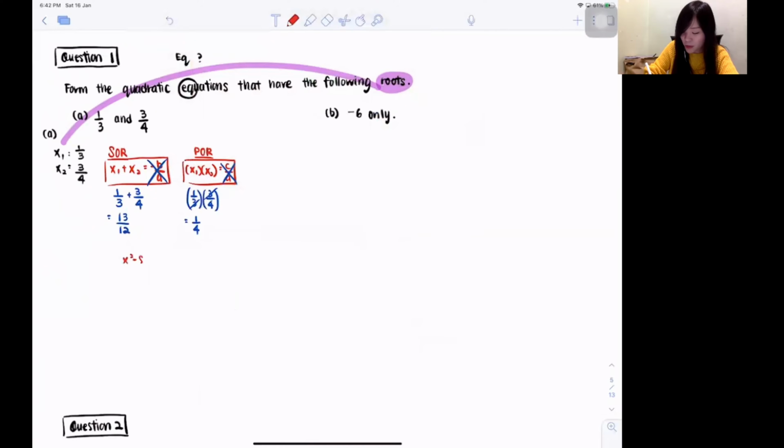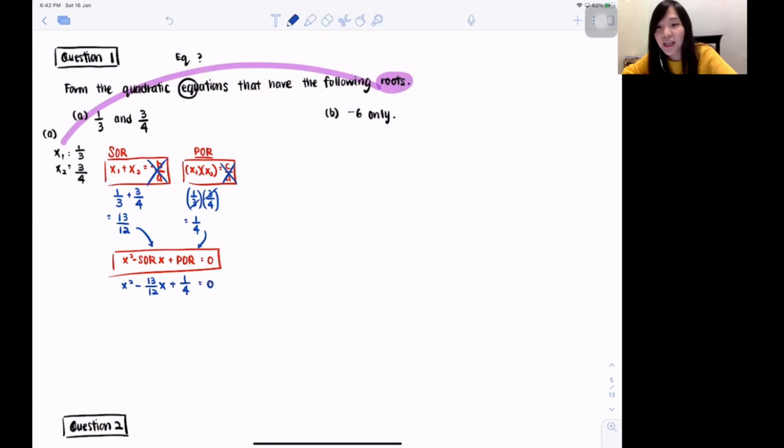So let me write out the formula for you guys. x squared minus SOR x plus POR equals to 0. Isn't it the formula looks like this? All I need to do now is sub. x squared minus SOR they provided up here, isn't it 13 over 12? Plus POR, you already got it just now, 1 over 4. Isn't it equivalent to 0? You see? From just SOR, POR, now you got the equation.